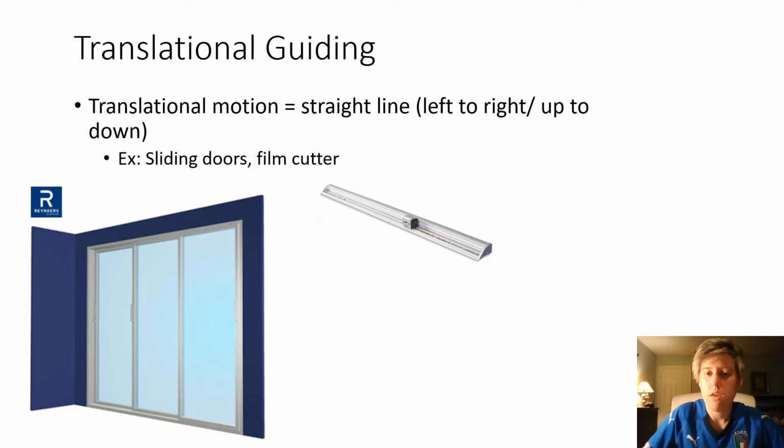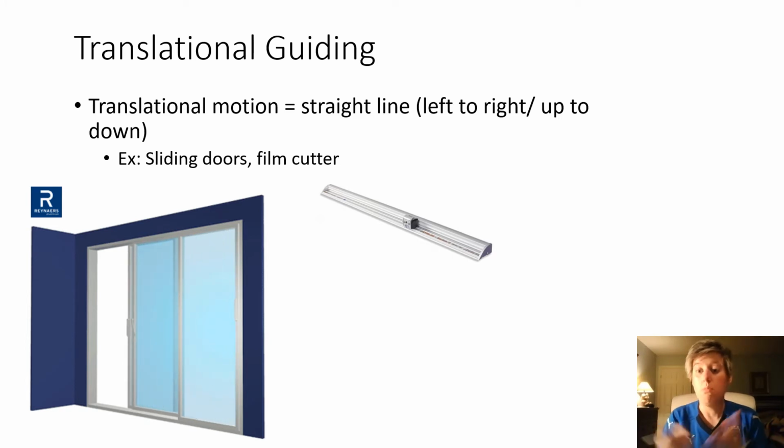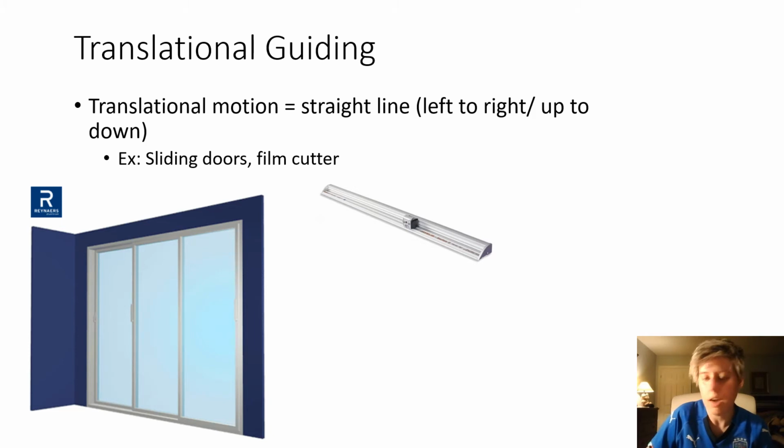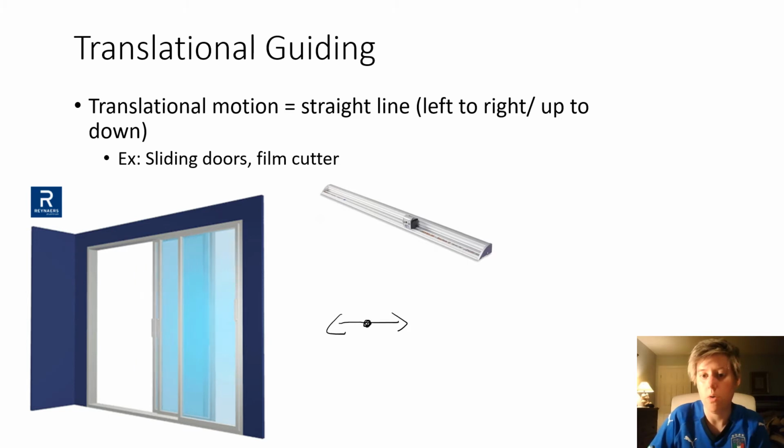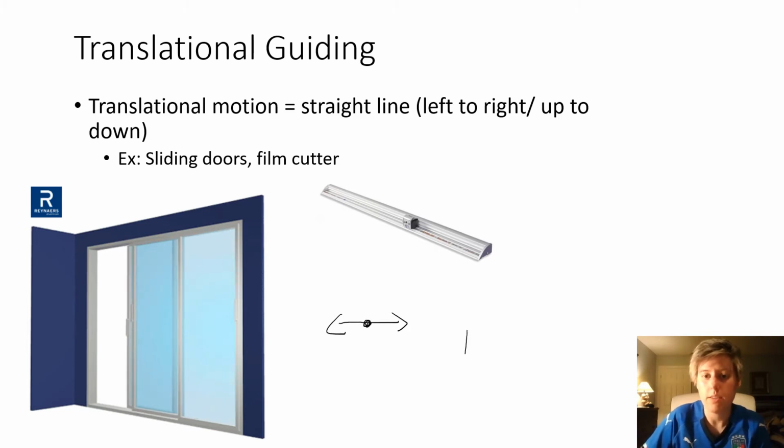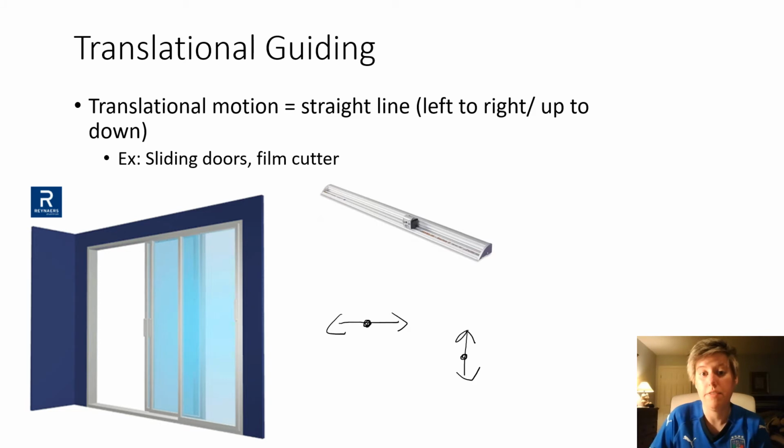Now, the key thing about translational guiding is we also need to describe the movement arrows. The movement arrow of translational guiding would be this symbol to show that I have translational guiding in a horizontal motion. And if I'm talking about translational guiding in a vertical motion, it would be this. Now, because I have two arrows on both ends, it means I have translational motion going from left to right. So this would be bidirectional translational motion.